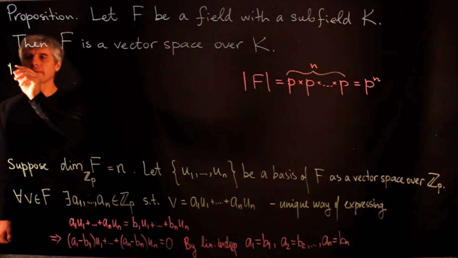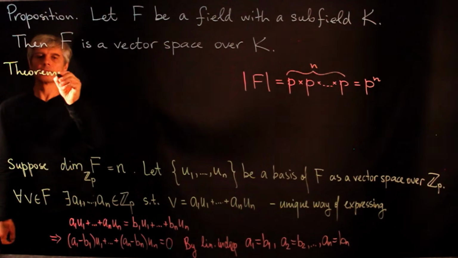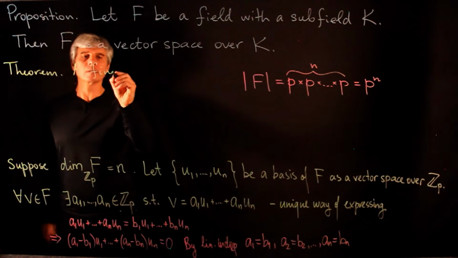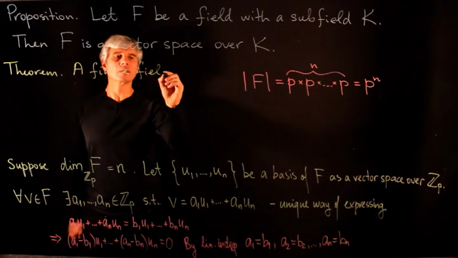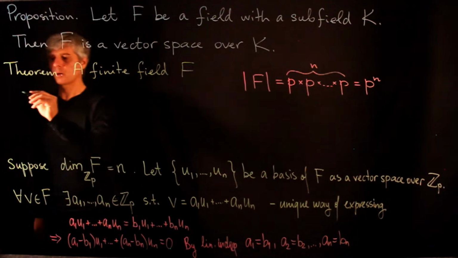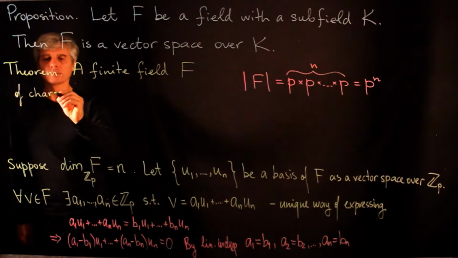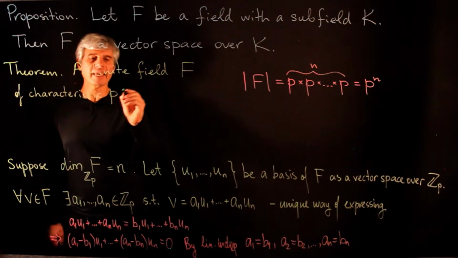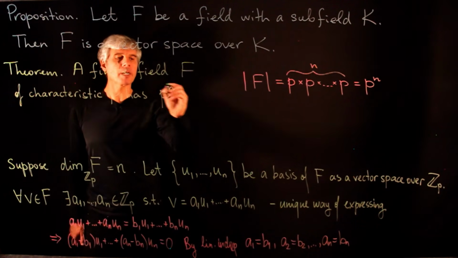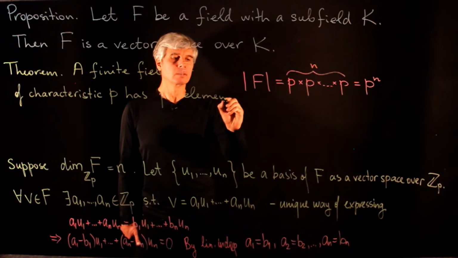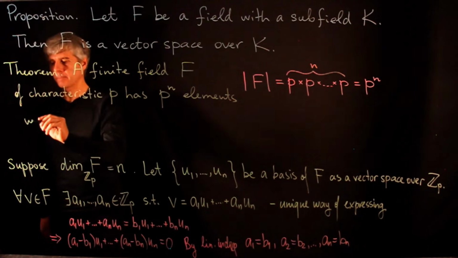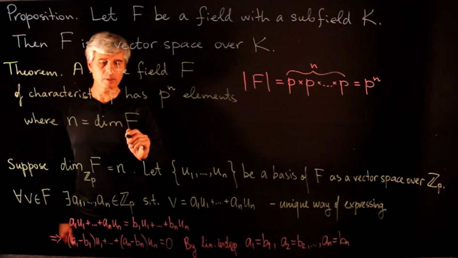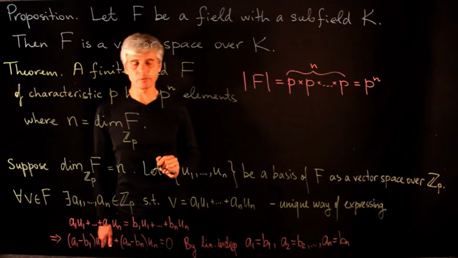And now we prove the following theorem: a finite field F of characteristic p has p to the power n elements, where n is the dimension of F over its subfield Zp.